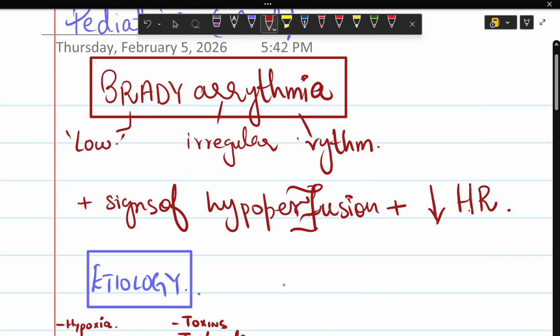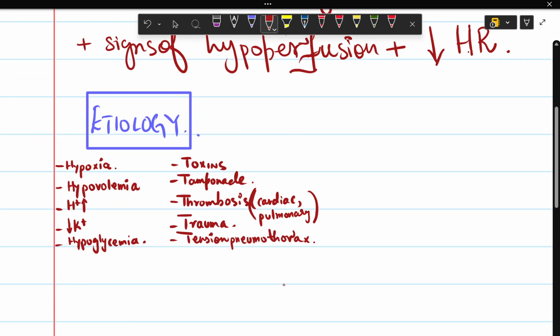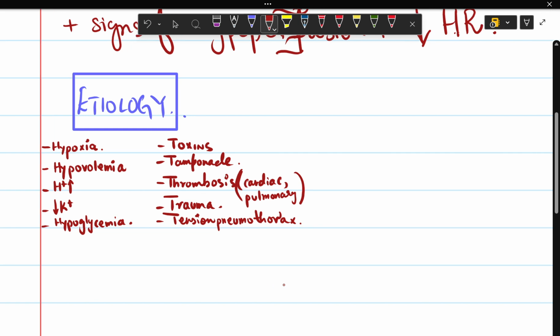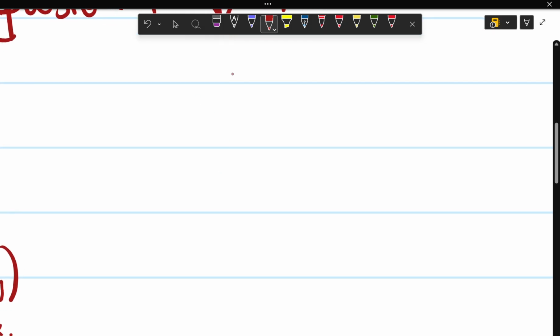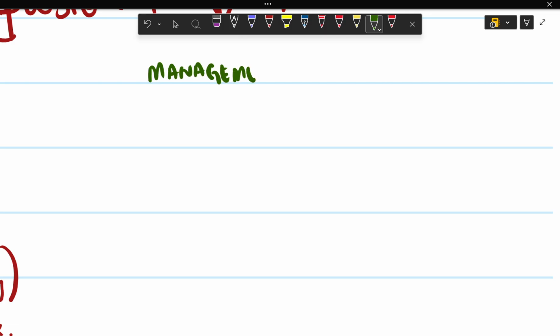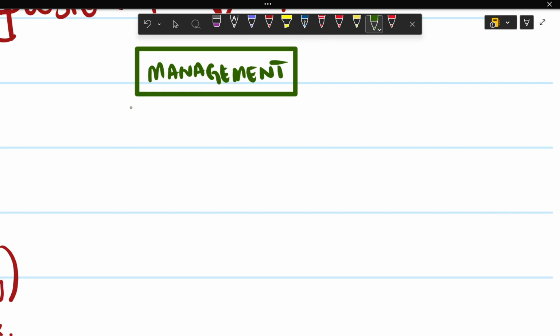Next, let's look at the management plan of bradyarrhythmia. The list of etiology is important from the clinical aspect as well as from the exam point of view, especially for the short cases or long cases. Now let's talk about the management of bradyarrhythmia. I'll just try making a flow chart for the management of bradyarrhythmia.